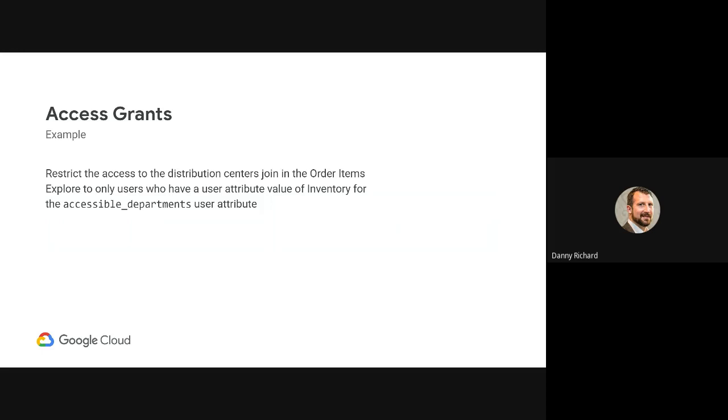I will walk through an example of configuring an access grant. Our order items Explore has a join to the distribution centers view. This view is unnecessary for all employees except those in the inventory department.